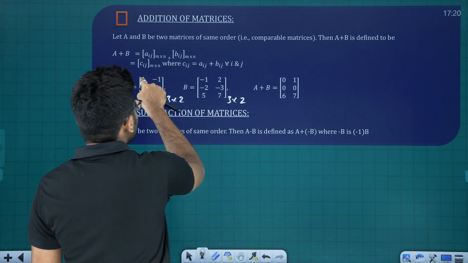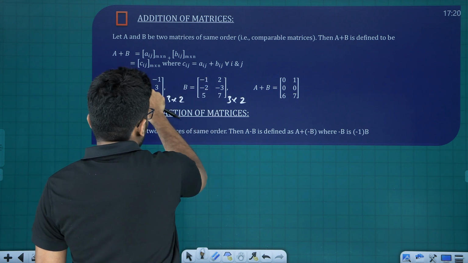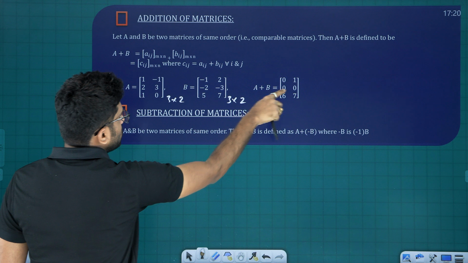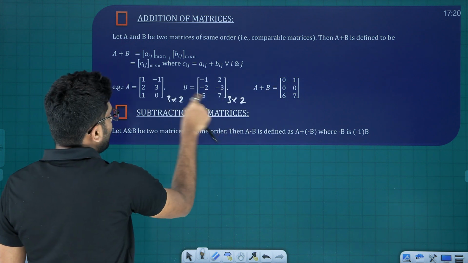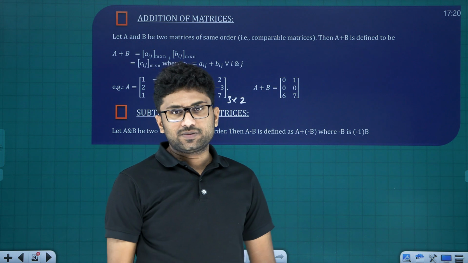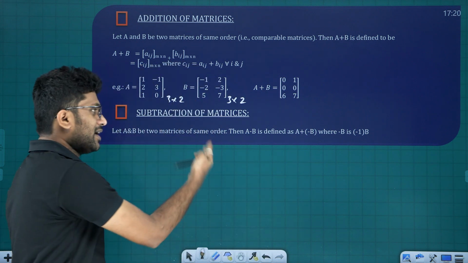Adding corresponding elements: first row, first column element with first row, first column element. 1 minus 1, 0. Minus 1 plus 2, 1. 2 minus 2, 0. 3 minus 3, 0. 1 plus 5, 6. 0 plus 7, 7. That's how we get A plus B. Next, subtraction is also the same.